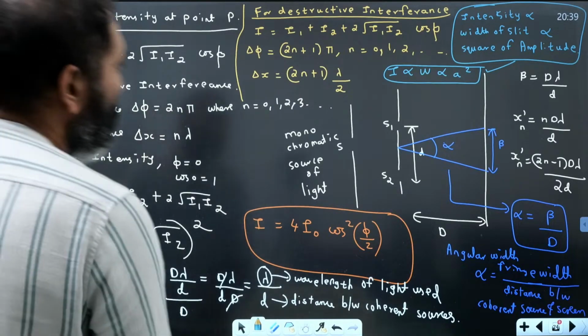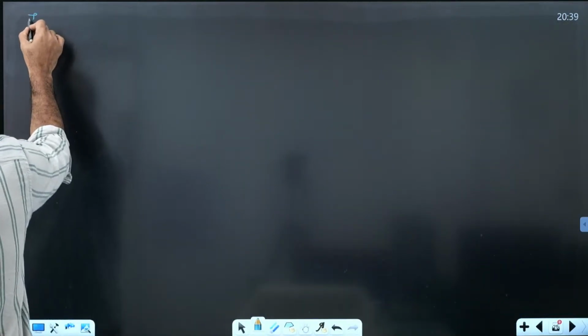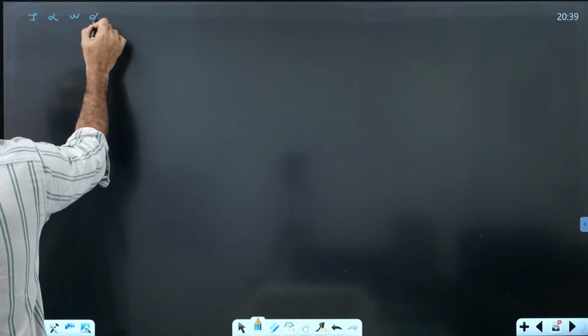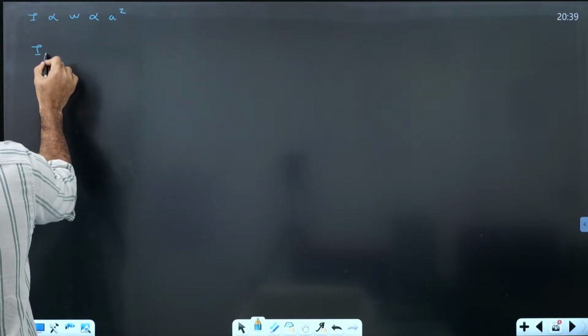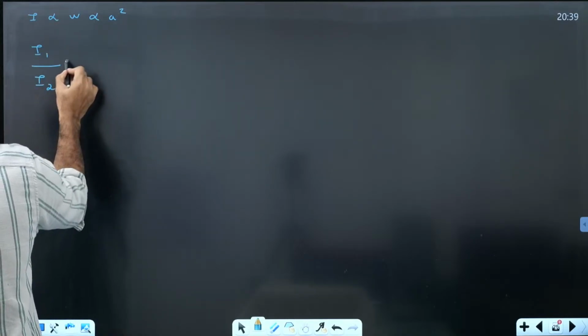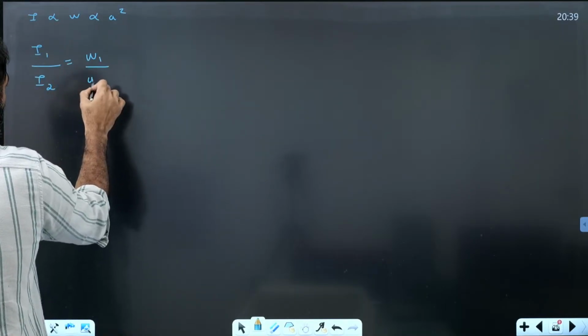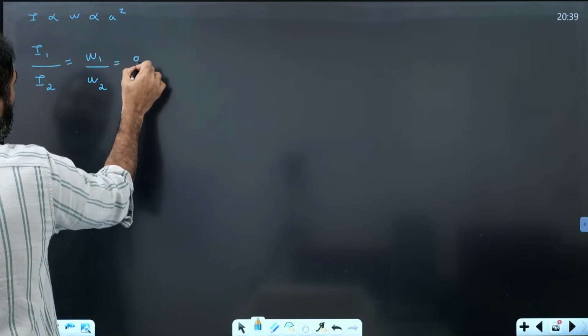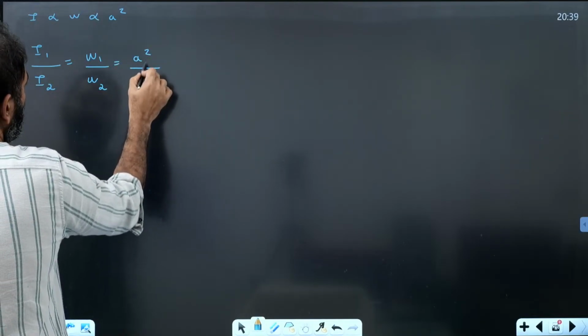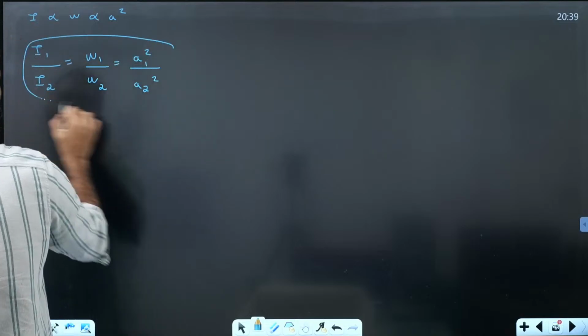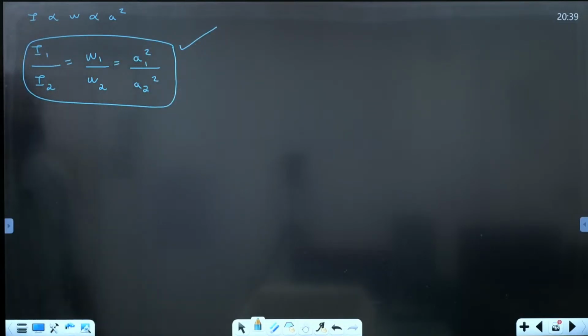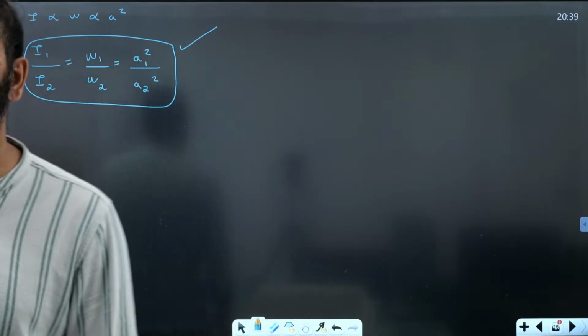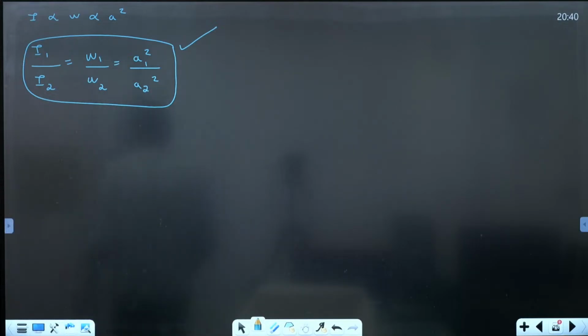So what you need to understand is, I is directly proportional to width, directly proportional to amplitude squared. That means I1 by I2 is equal to intensity ratio, is equal to width ratio W1 by W2. That is equal to what? Square of amplitude ratio. This is a very important ratio needed for the entrance exam. Ratio of intensity is equal to what? Ratio of width, that is equal to ratio of what? Square of amplitude. That is a question needed for the entrance exam.